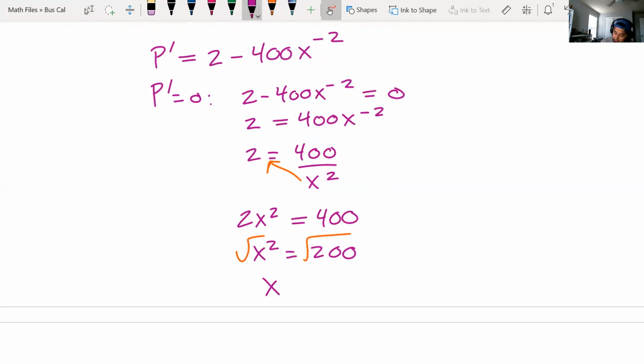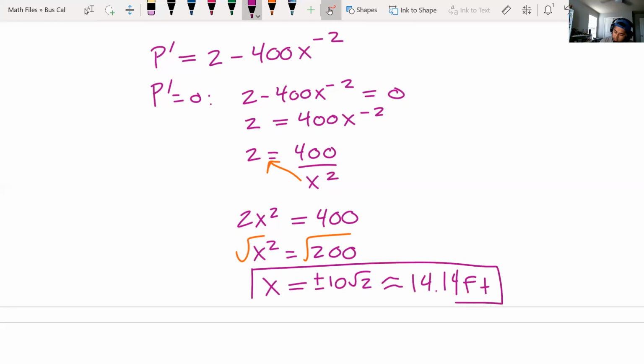And x is going to equal the square root of 200, which is 10 square root 2. So you get plus or minus 10 square root of 2, or 14.14 feet. Now we only keep the positive value because we're dealing with length. And remember, length can only be positive.